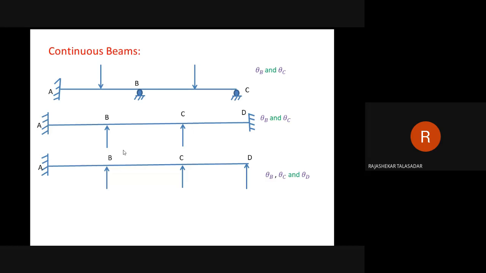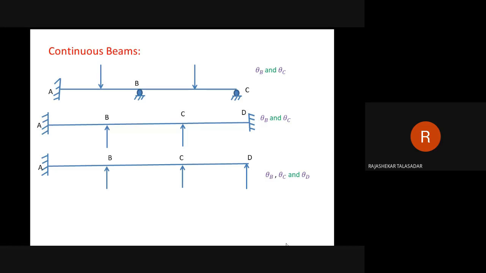Now here two spans are there. In terms of spans, we talk here about continuous beams. This AB is called one span, BC is called another span. This beam is having two spans. This beam is having three spans, that is AB, BC, CD. Similarly, this also has three spans.